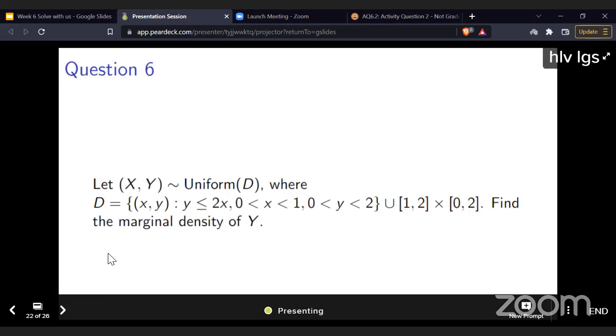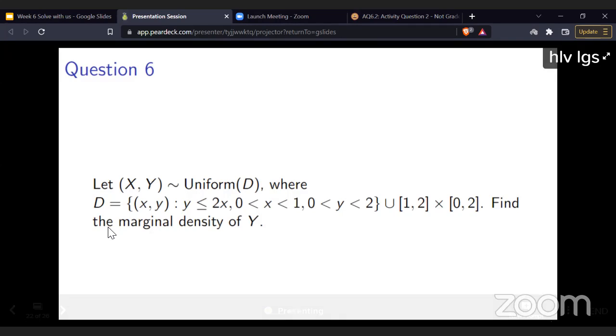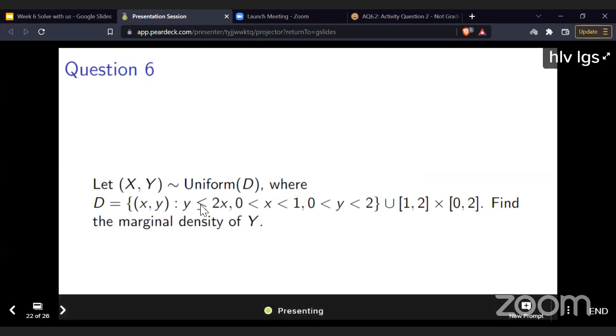Okay, so here you have (X, Y) uniform in a region D, where D is defined in such a way that it is taking the values (x, y) such that y is less than or equal to 2x, x lying between 0 to 1, y lying between 0 to 2, union [1, 2] cross [0, 2], and this is the region that is given to you. So what should be the marginal density of y? This is the last problem that we have for today.